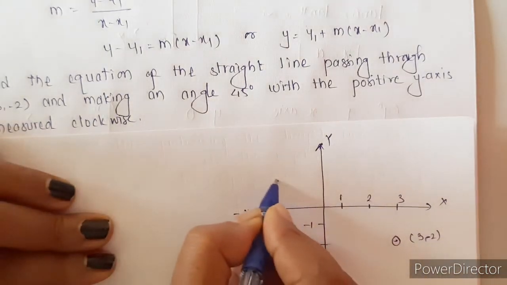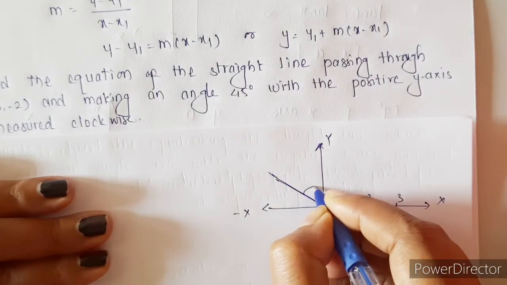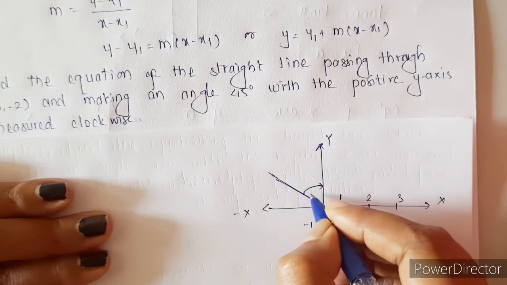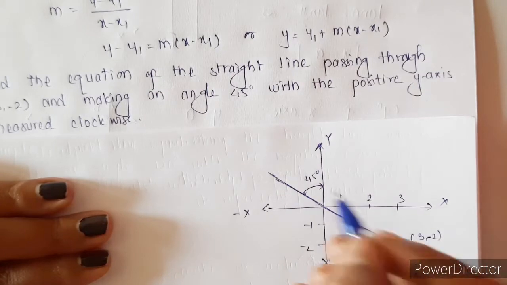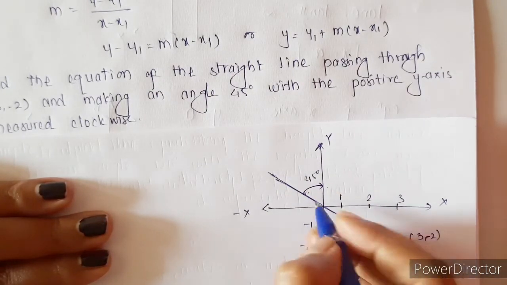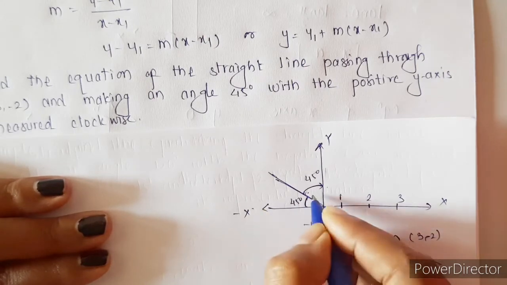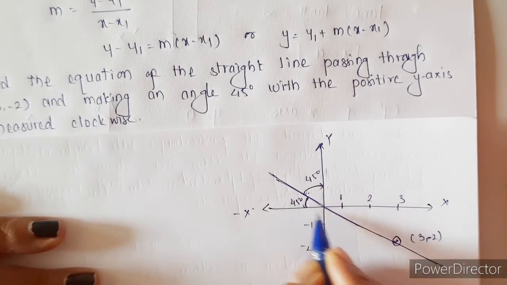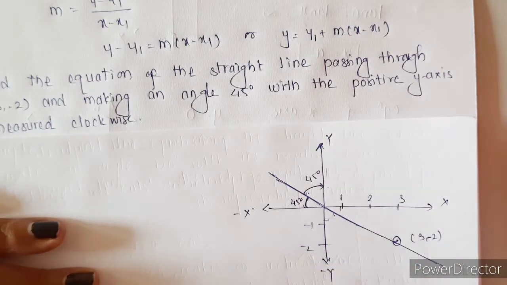So suppose this is our line. It is making 45 degree with the positive x-axis clockwise. So this is clockwise, it is making 45 degree here. So this is also going to be 45 degree. This is 90. If this is 45, this will be also 45.